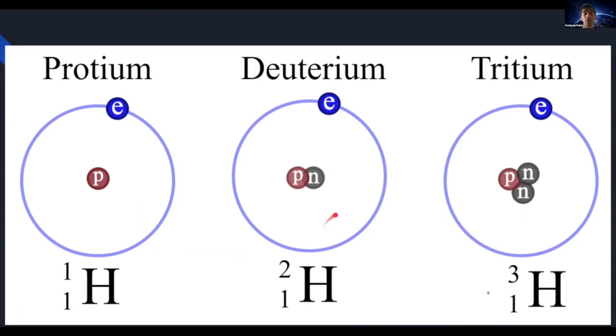Now if we go to deuterium, there's a proton and a neutron, so there's 2 atomic mass units. Tritium, 3, because there are 2 neutrons and 1 proton.